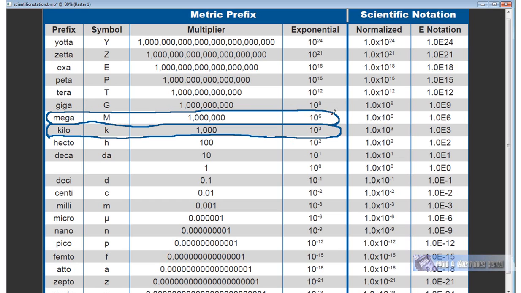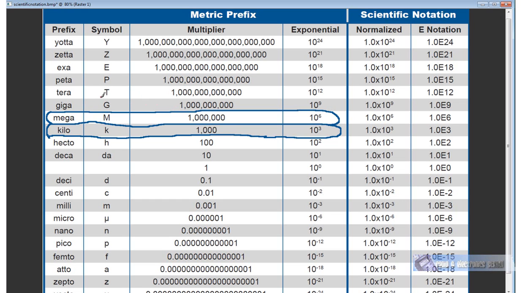And these exponents next to it tell us how many zeros mega and kilo have. Mega is capital M, kilo is lower case k. 10 to the 6 means 6 zeros. 10 to the 3 means 3 zeros. So 10 to the 6, 1, 2, 3, 4, 5, 6 means a million. 10 to the 3, 1, 2, 3 means 1,000.